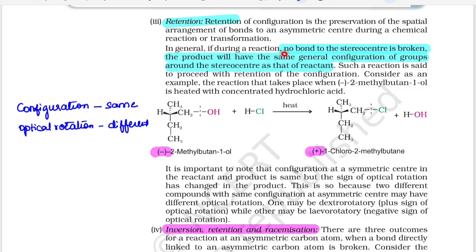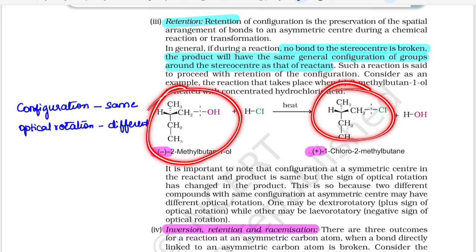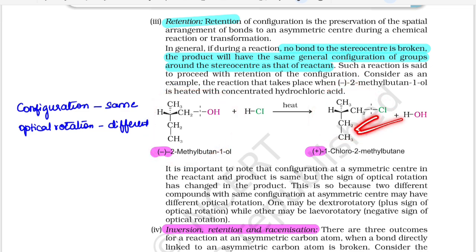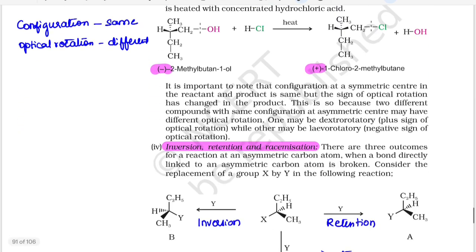So read once again. When no bond to the stereo center is broken, so stereo center bonds are not broken here, the product will have the same general configuration of groups around the stereo center. Therefore, configuration of this and this will be same. There will be retention of configuration. One more thing you should remember here is, see here, configuration can be same, but optical rotation can be different. So note this minus sign and plus sign. So this is dextrorotatory and this is levorotatory in nature. Even though configuration is same, optical rotation can be different.